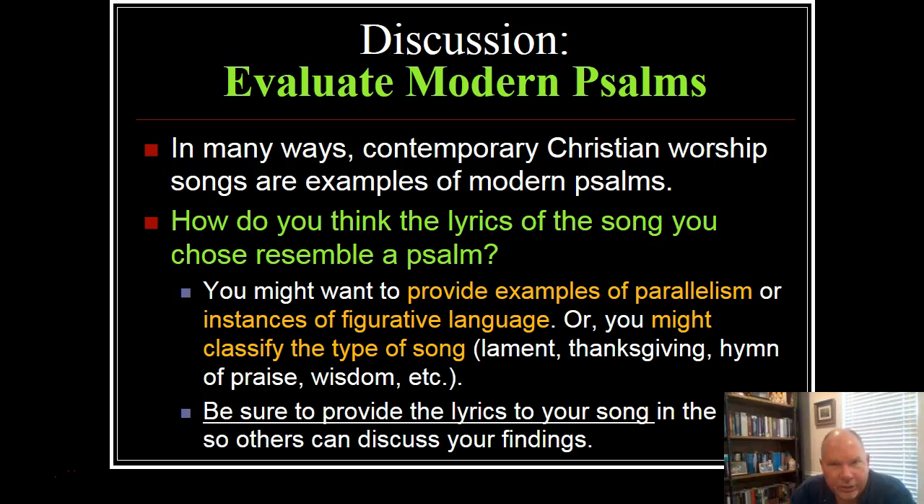And then essentially redo that analysis you just completed with what type of psalm is this, even though it's a modern song, what type of psalm classification might it be, and what are some examples of parallelism that you find in the psalm. So you might want to provide examples of parallelism or instances of figurative language, or you might classify the type of song as a hymn, thanksgiving, or lament, praise, wisdom, etc. And then be sure to provide the lyrics to your song in the post, or at least a link to the lyrics, so others can discuss your findings with you.